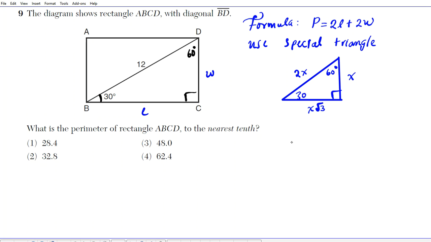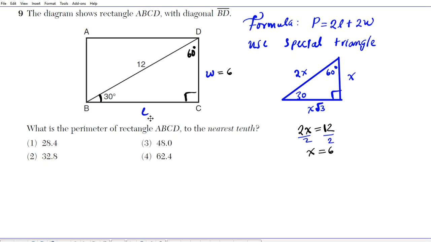So using corresponding sides, we can automatically see that this side right here, the hypotenuse, corresponds to 12. So 2x is equal to 12. Dividing that by 2, let's change colors here. So 2x is equal to 12. Divide that by 2. And you have x equals 6. Okay? Alright, so we know what the width is. The width is going to be 6 units long.